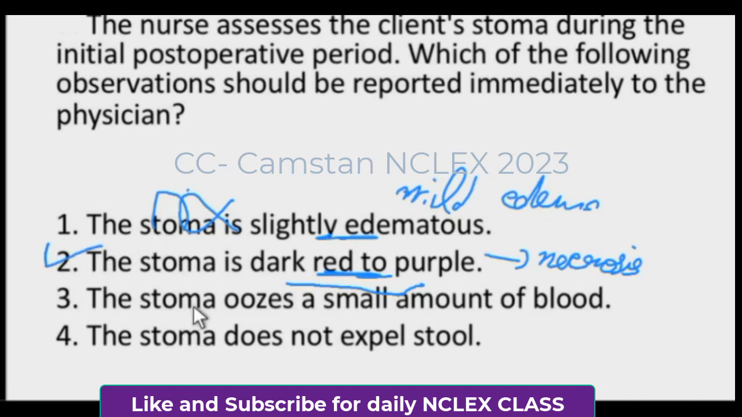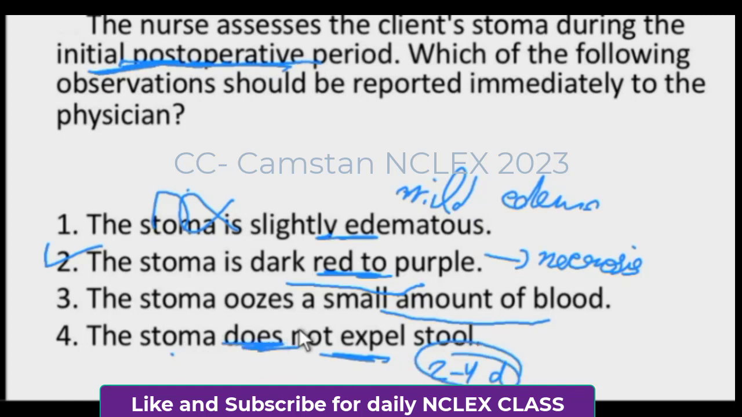But before that, let's read the third option. The stoma oozes a small amount of blood. It is also normal in a patient with a stoma. The stoma does not expel stool. Well, they are asking us about the initial postoperative period, and the stoma takes around 2 to 4 days to begin functioning. If the initial part were not written here, then the nurse should also report this to the doctor. But as it is written initial postoperative period, and the stoma functions after 2 to 4 days, it is not important. So the correct option is the second one.